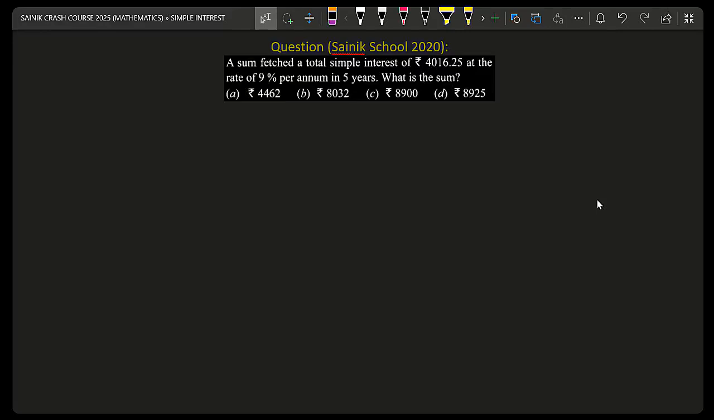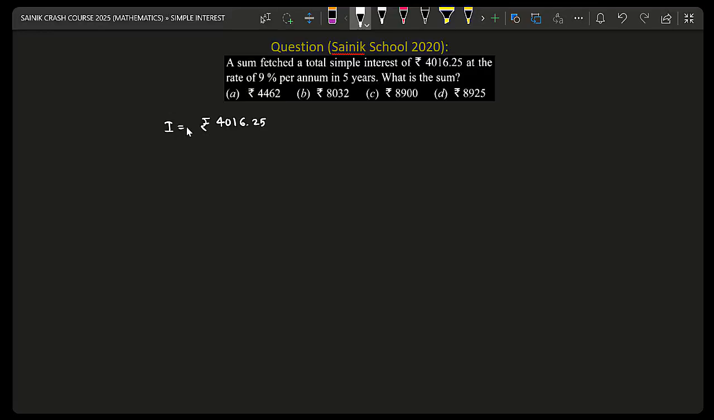Okay, one by one, what are these numbers indicating? What is this 4016 rupees and 25 paise? It's not principal. Read the question: a sum fetched a total simple interest of this much. So that number is simple interest, and we can write I is equal to this much.